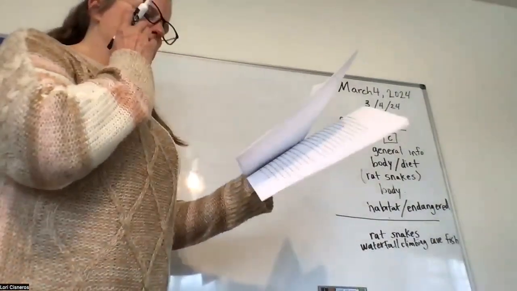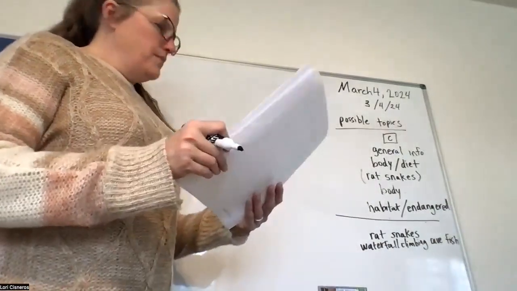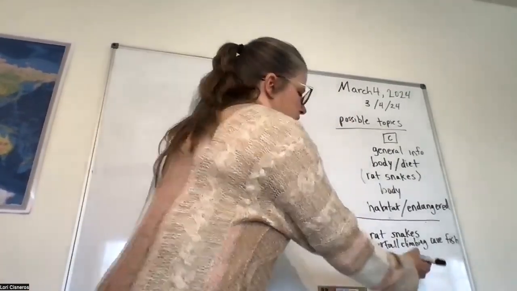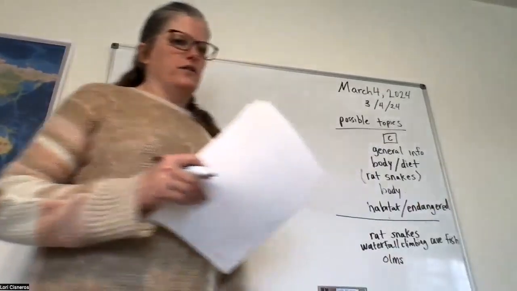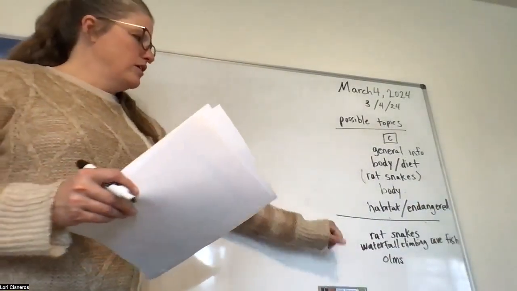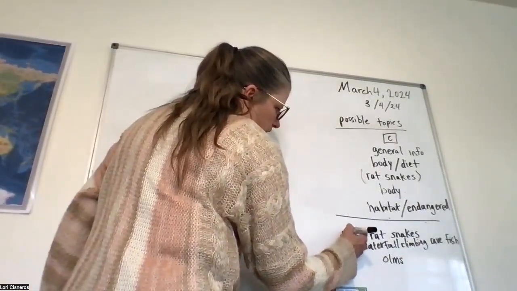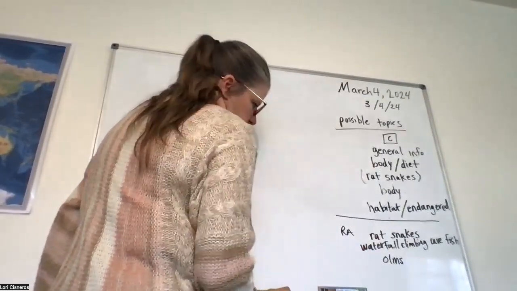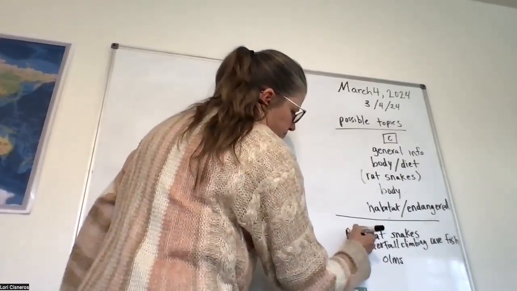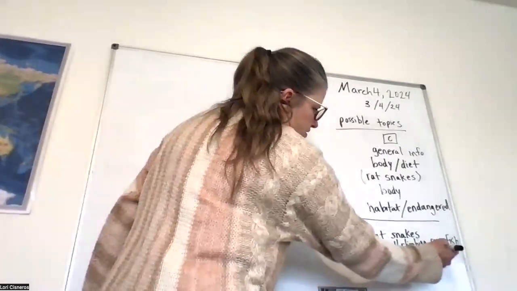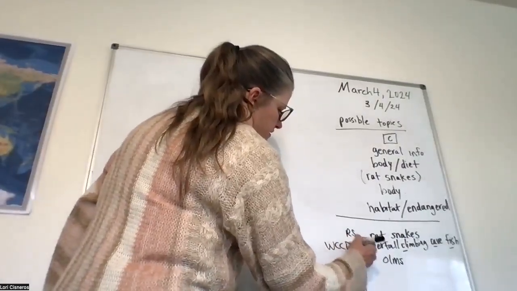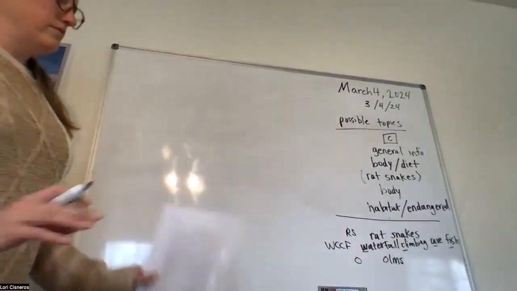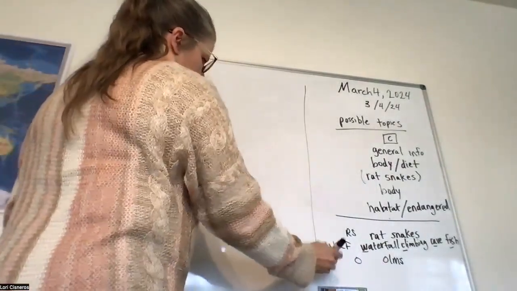Are those the two main ones? The rat snakes and the waterfall climbing cavefish, and the olms. So I just drew a line under my possible topics. Just so that you know, in your outline we could call this RS for rat snakes, or we could call this one WCCF. It's weird that they have names like that. Yeah, just labeling them so that we can identify them on our keyword outline.